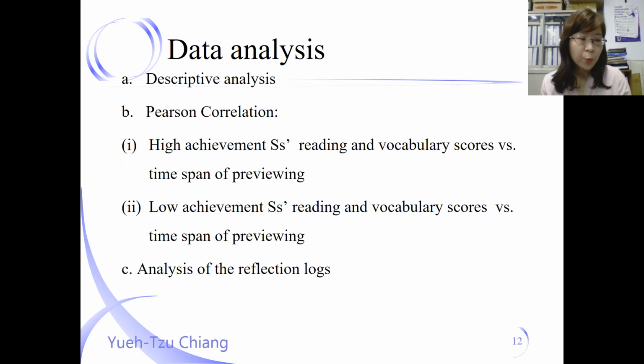Okay. So let's take a look at the data analysis. Okay, we have Pearson correlation. We analyzed the questionnaires, and we also did Pearson correlations, like high achievement students' scores versus their time span of previewing the online courses, and also the low achievement students' scores versus their time span of previewing the online courses, and also the analysis of the reflection logs.